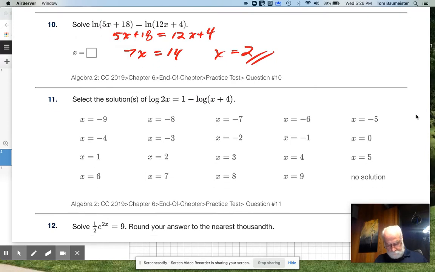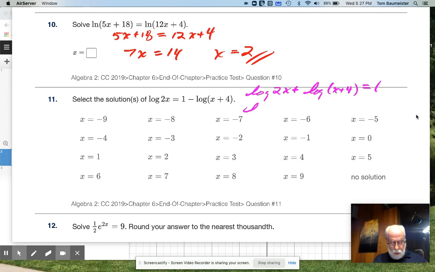So on this one here, let's see. Select the solution or solutions of log to the 2x equals 1 minus log to the x plus 4. So on this one here, I'm going to bring this over to the other side because, again, my goal is to get 1 log. So I can have 1 common log. So I'll say then I have log to the 2x plus log to the x plus 4 is equal to 1. Okay.